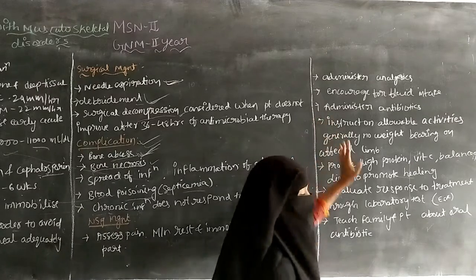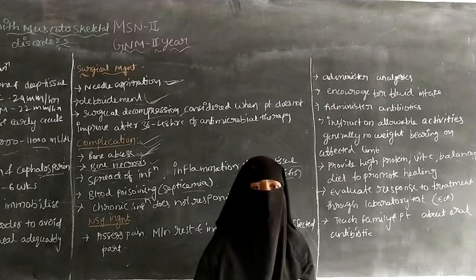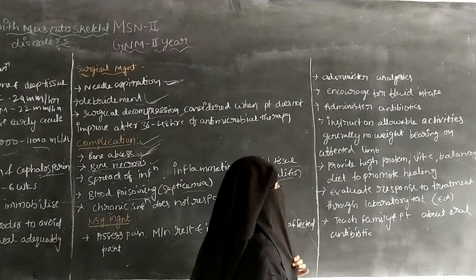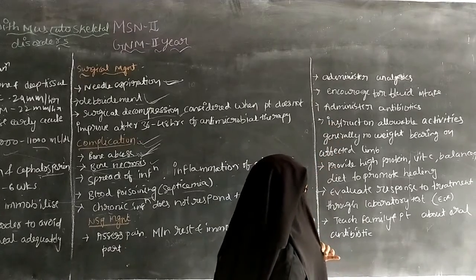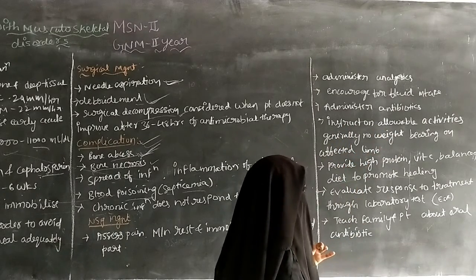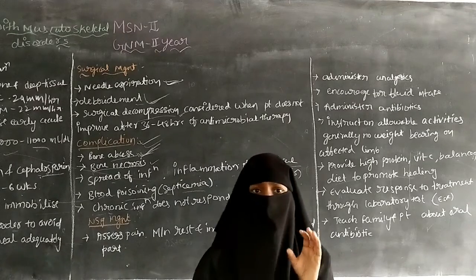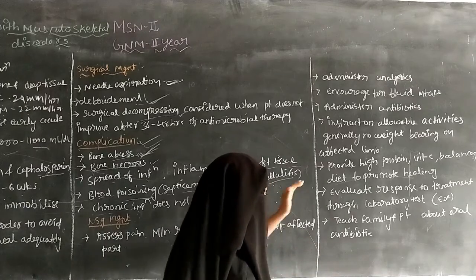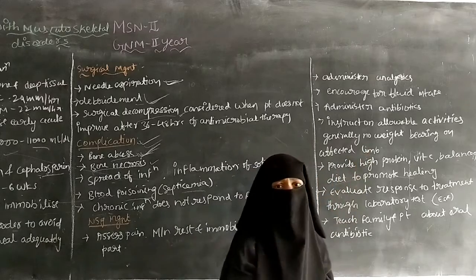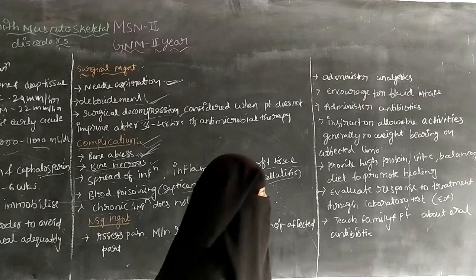And next one is administer the antibiotics. To prevent the infection, the nurse has to administer the antibiotics as prescribed by the physician. And next one is instruct on allowable activities, generally no weight bearing on the affected limb. Only limited movements can be allowed, and there is no weight bearing on the affected limb.